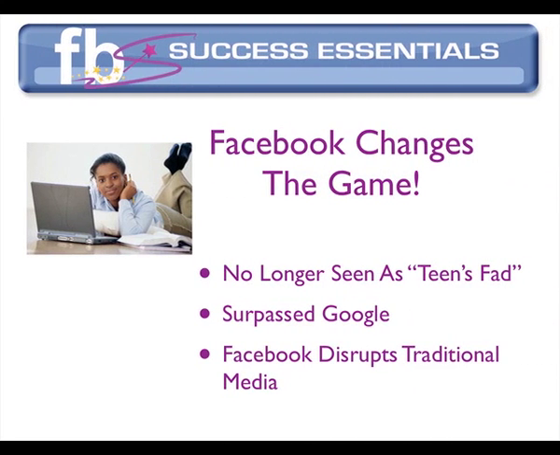Needless to say that it's no longer seen as something your teenage children spend their life glued to, and it has surpassed Google as the most visited website of all time. It is safe to say that Facebook has completely changed the rules about how to market, not just online but offline as well, and it is this game-changing role that we'll be looking at over the next couple of webinars. More importantly is how we can harness these disruptions to traditional media marketing to gain market share for our own businesses.